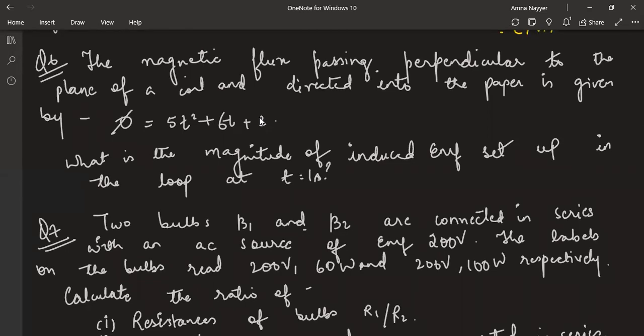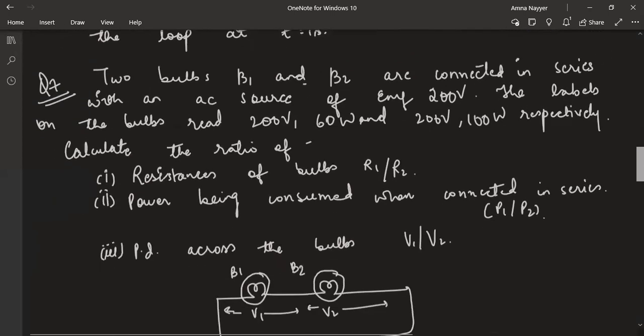Here you are given with the magnetic flux. So you have to differentiate this. See, 5t square, this will become 10t plus 6. So if you put 1 here, you get 16. 16 millivolt will be the answer. Right, this will be 16 millivolt because here I have not mentioned, this is milli Weber only.